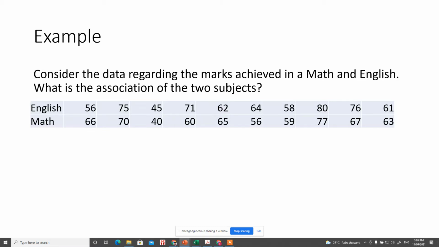Consider the data gathering the marks achieved in math and English. What is the association of the two subjects? In this case, the general form of the null hypothesis of a Spearman's correlation is that there is no monotonic association between two variables. In other words, the alternative hypothesis would be that there is association between the two variables.